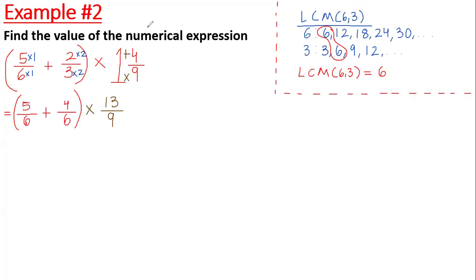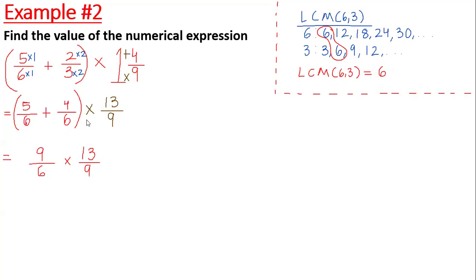What are we going to do at this point? Add the 2 numerators, and keep the denominator. Very good. 5 plus 4 is going to be 9, all over 6. Multiplied by 13 over 9. Very good. Next, what are we going to do at this point?